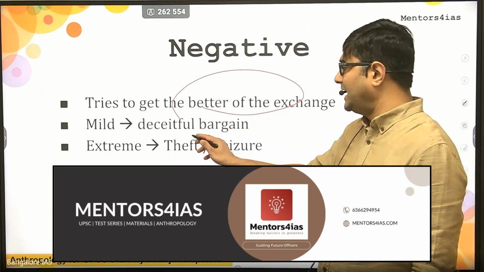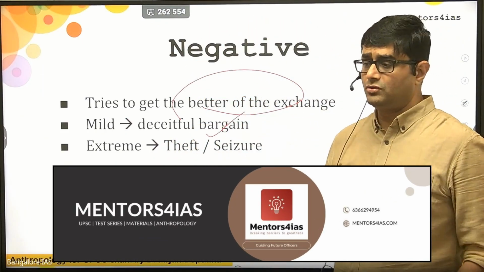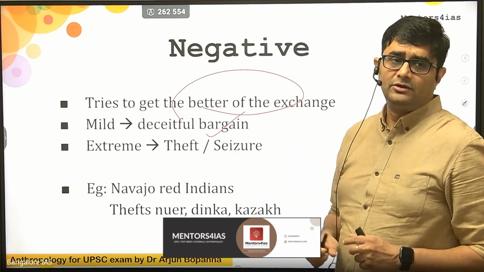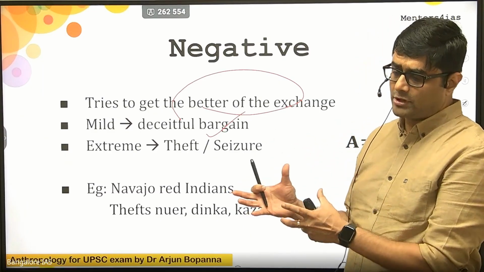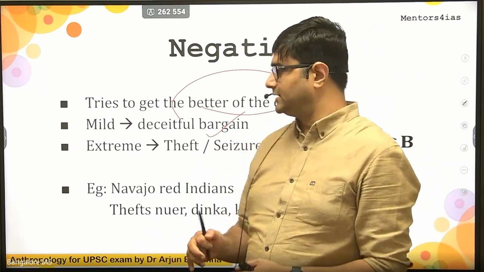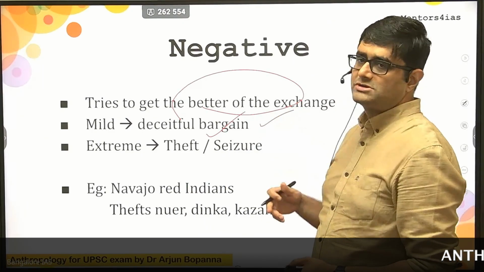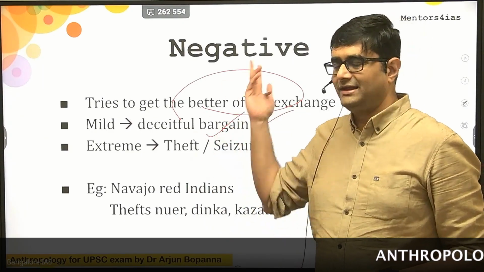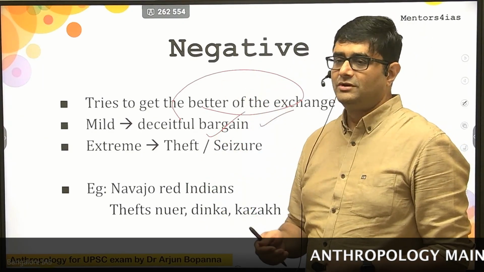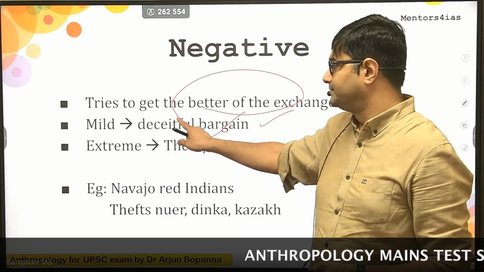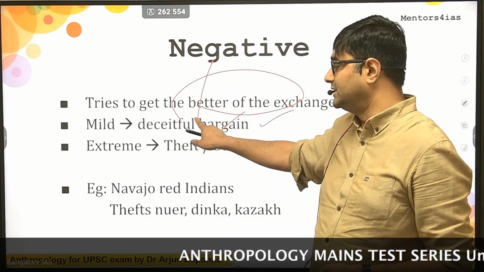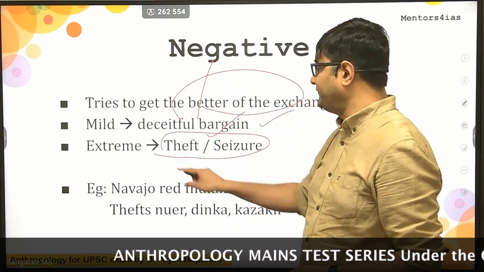It can be a mild form, like deceitful bargaining. You say, this is the last product, it is a very worthwhile product, take it, otherwise you will never get it. Or you say, no, I don't want this, I'll get it from the next store, and you try to get it cheap. That is also negative reciprocity. And in extreme cases, there is theft and seizure.